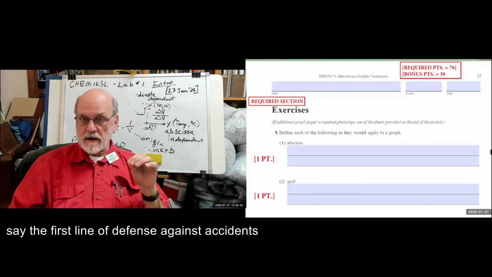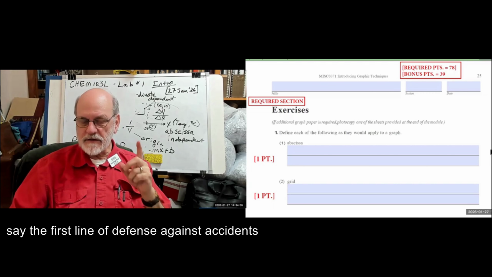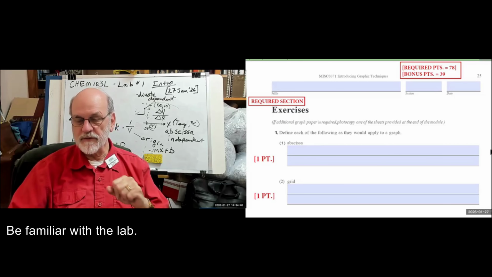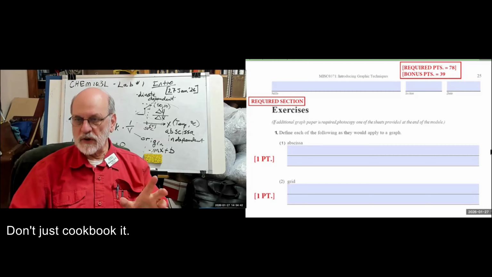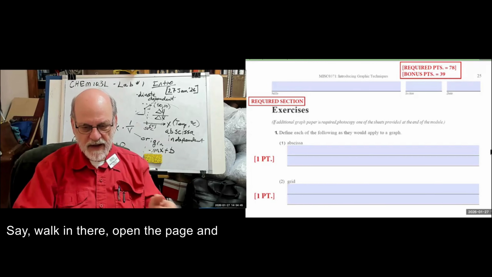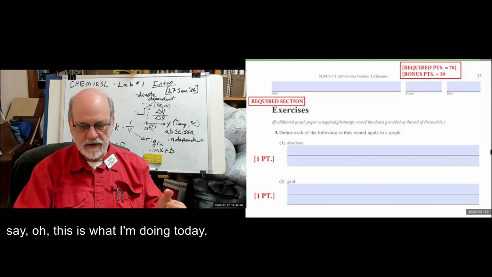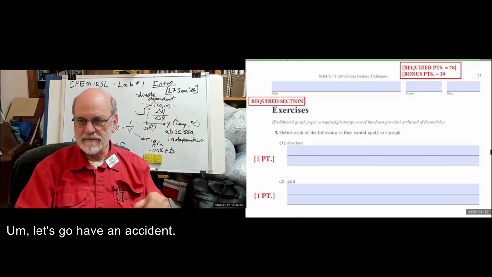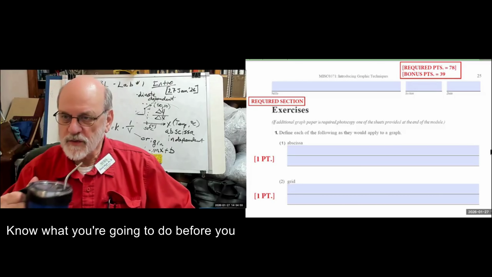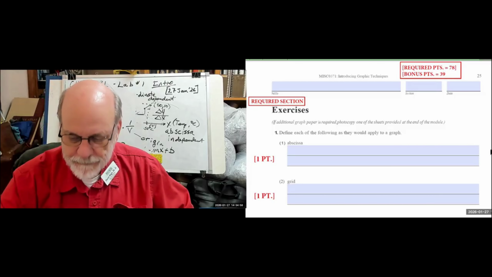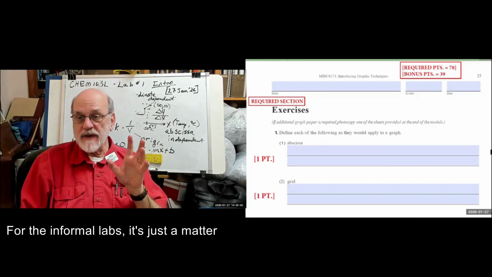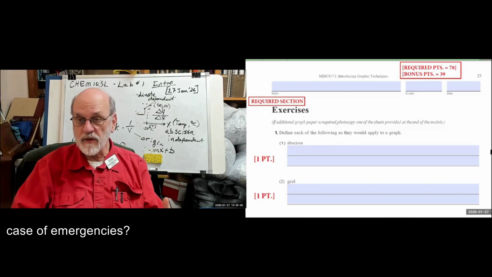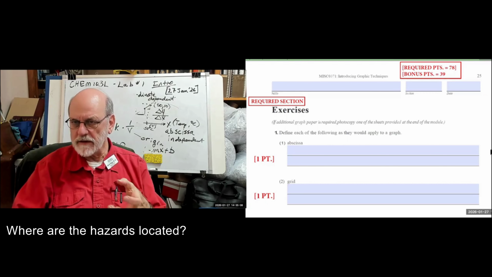And since we're on that topic, I'll say the first line of defense against accidents in the lab is know what you're going to do before you go in. Be familiar with the lab. Don't just cookbook it, walk in there, open the page and say, oh, this is what I'm doing today. Oh boy, let's go have an accident. Know what you're going to do before you walk in. For the informal labs, it's just a matter of reading the lab and asking yourself questions. What would I do in the case of emergencies? Where are the hazards located?